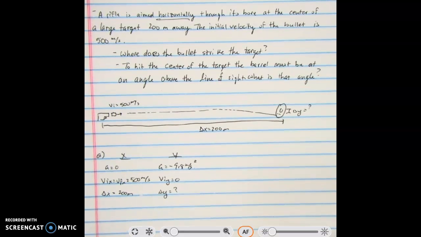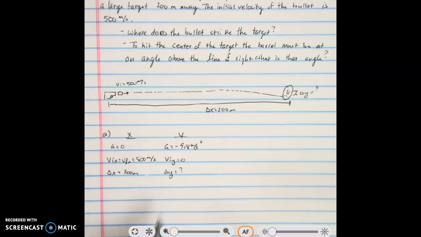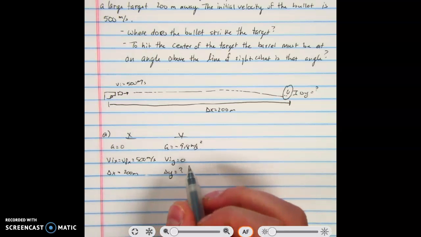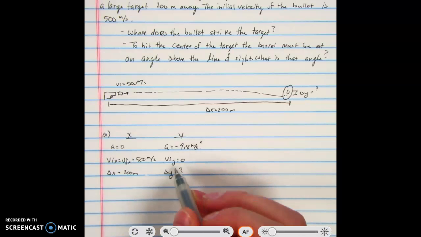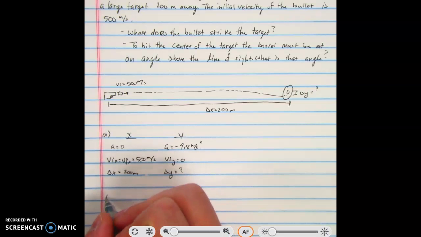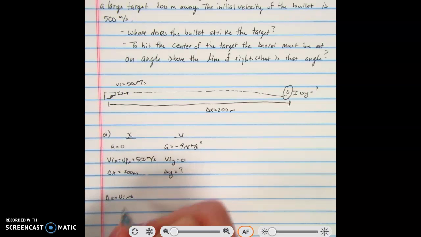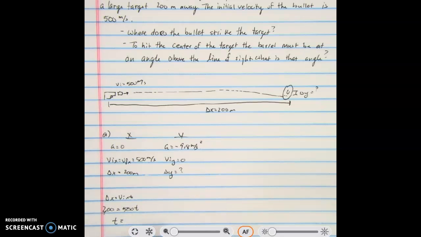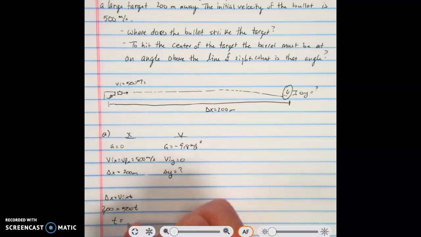This is one of those few and far between situations where we can start with the x-axis because we need to solve for time. We need to figure out the time because, kinematic equation-wise, I don't know what the final velocity in the y is. So delta x equals v initial x times t. 200 is equal to 500t. Time is equal to 200 divided by 500, 0.4 seconds.